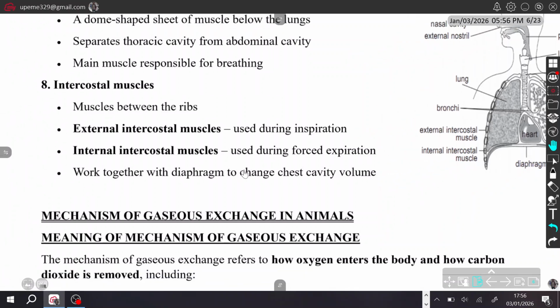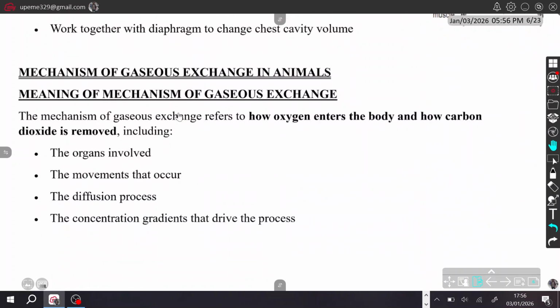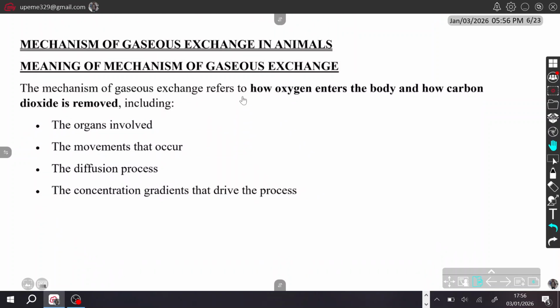Okay, so now that we have discussed the respiratory organs in fish, in insects, and also in human beings, now we move on according to the syllabus. We need now to go to what we call mechanism of gaseous exchange in animals. So let's talk about it. Meaning of mechanism of gaseous exchange.